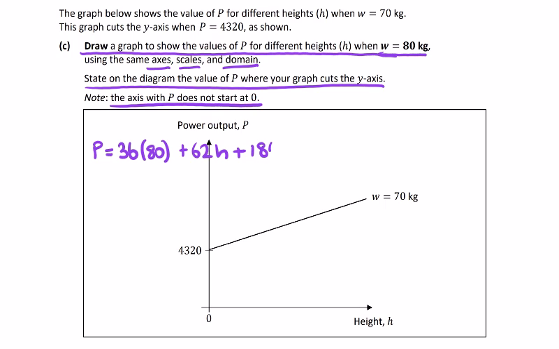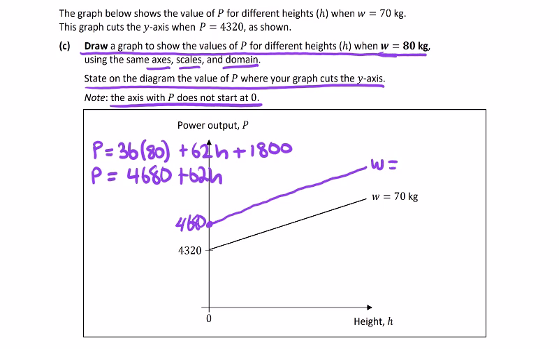plus 1800. So the power output of this 80 kilo person, if I multiply 36 times 80, I get 4680 plus 62 times H. So slightly bigger than 4320. So what they're looking for here is a parallel line, which that is supposed to be, and the number 4680 here, and W equal to 80 kilograms. Quite a tricky one, and that was only worth 5 marks in 2019.